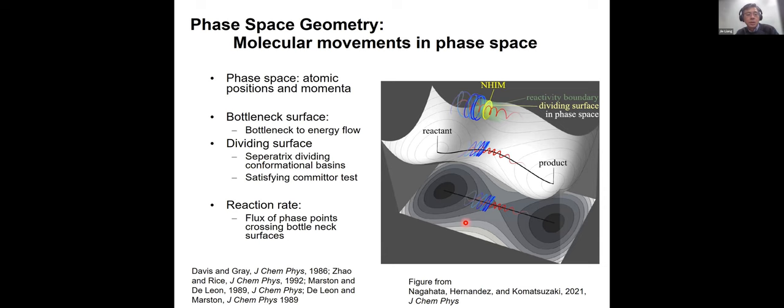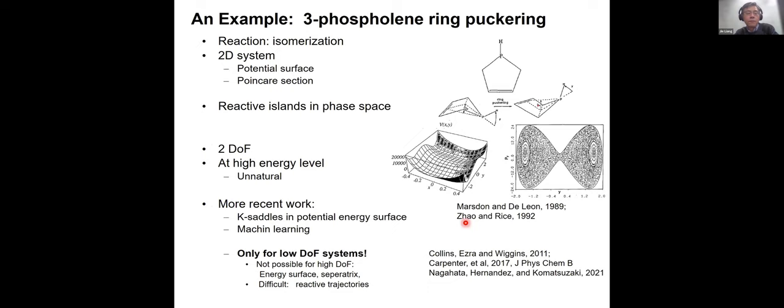And this has been very illuminating, and there was a lot of work done in the early 90s. One of the examples is the isomerization of a ring, the three phosphaline ring puckerings. It's a 2D system. And at very high energy levels, you can calculate the potential energies. You can do these dynamics calculations. And it was found that in the phase space there are reactive islands. But unfortunately, this is done at very artificial energy levels, where this kind of analysis can be done.